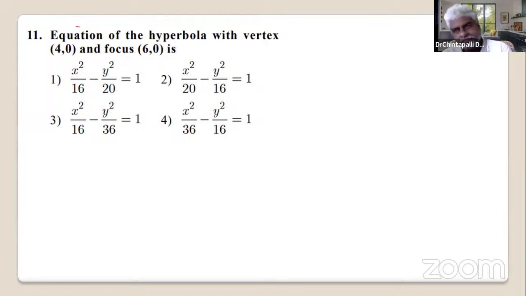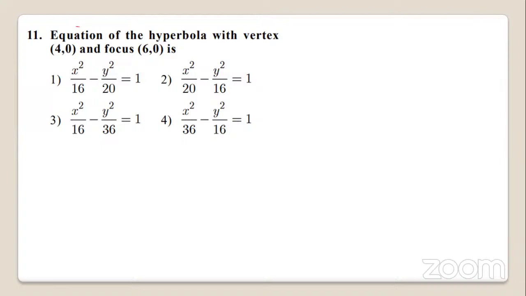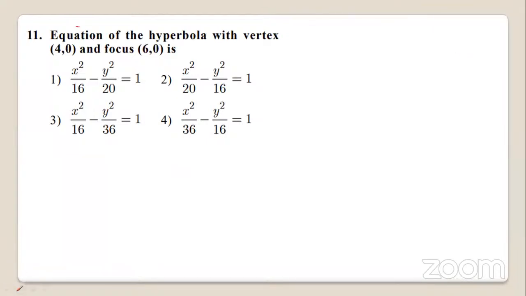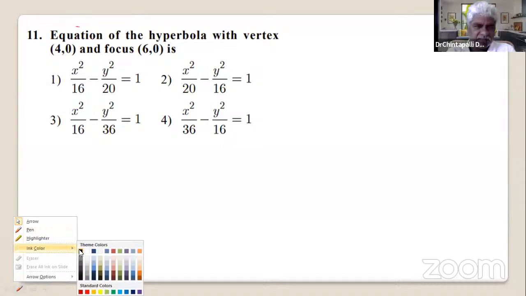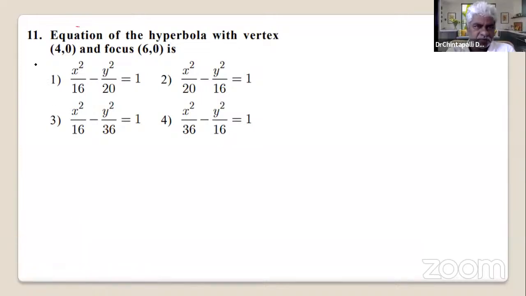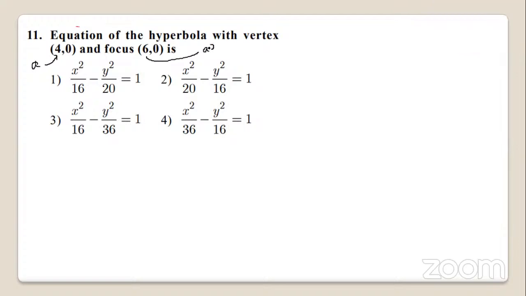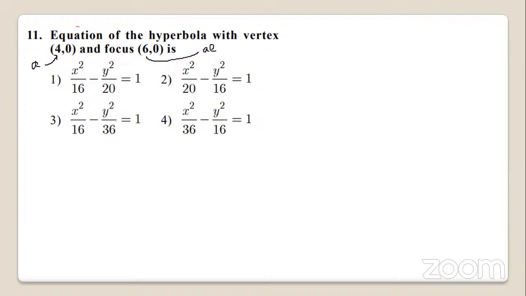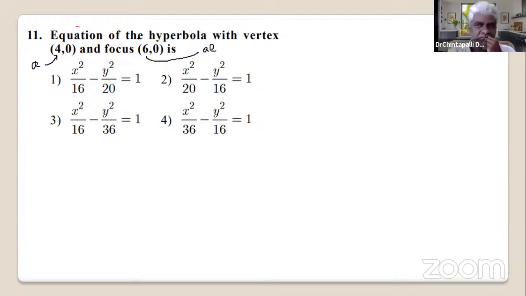You can solve it. Equation of the hyperbola with vertex and focus 4 comma 0. Do you remember the vertex formula? Plus or minus a comma 0. Yes, a is equal to 4. Focus, do you remember? Plus or minus ae comma 0. Very good. One focus is 6 comma 0, then another focus is minus 6 comma 0. So a equals 4 and ae equals 6.